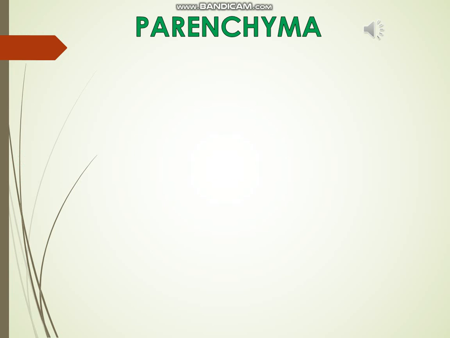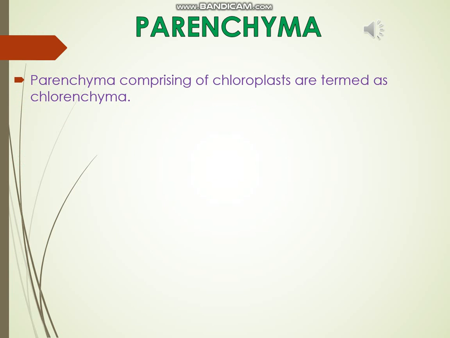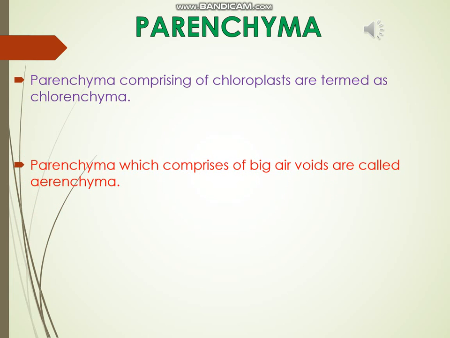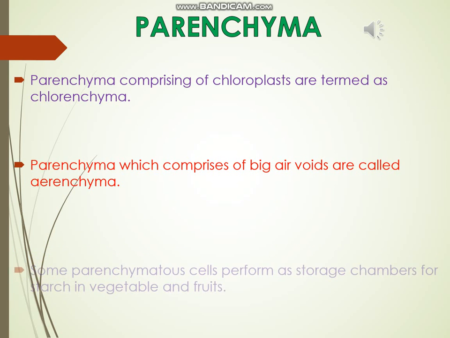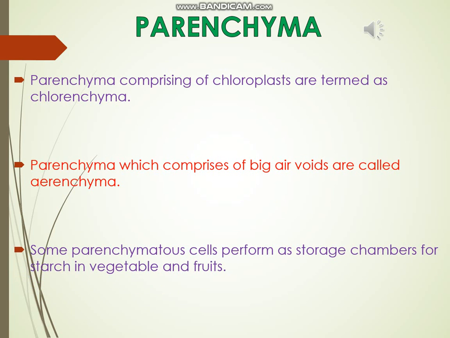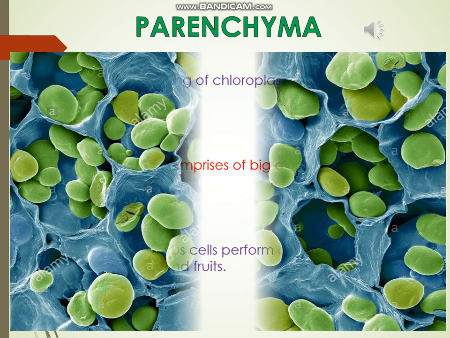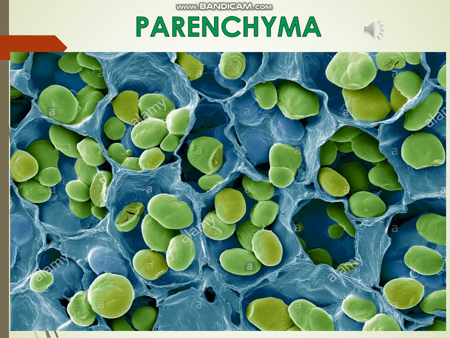Parenchyma. These are alive polygonal cells with a big central vacuole and have intercellular space amid them. Parenchymatous cells create ground tissues and pits. Parenchyma comprising chloroplast is termed as chlorenchyma. The chlorenchyma helps in photosynthesis. Parenchyma, which comprises big air voids, is called aerenchyma. Buoyancy is the main purpose the aerenchyma serves. Some parenchymatous cells perform as a storage chamber for starch in vegetables and fruits.